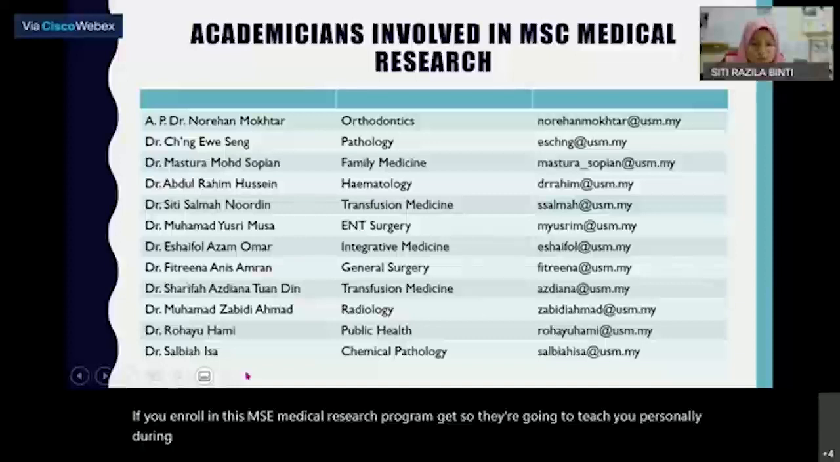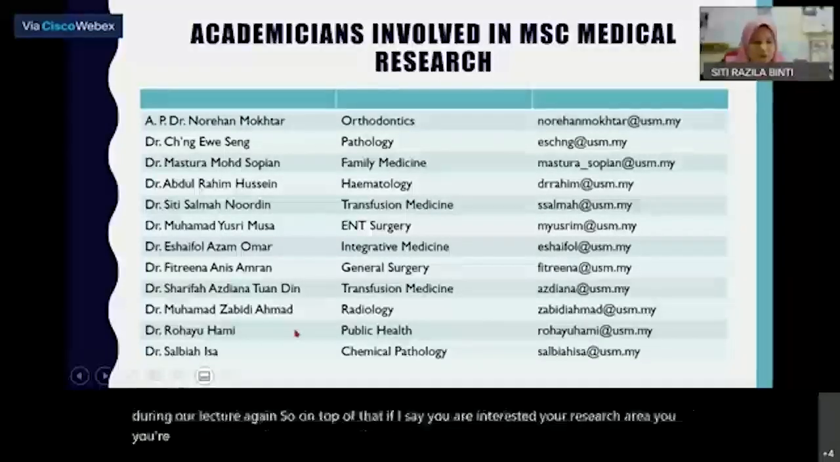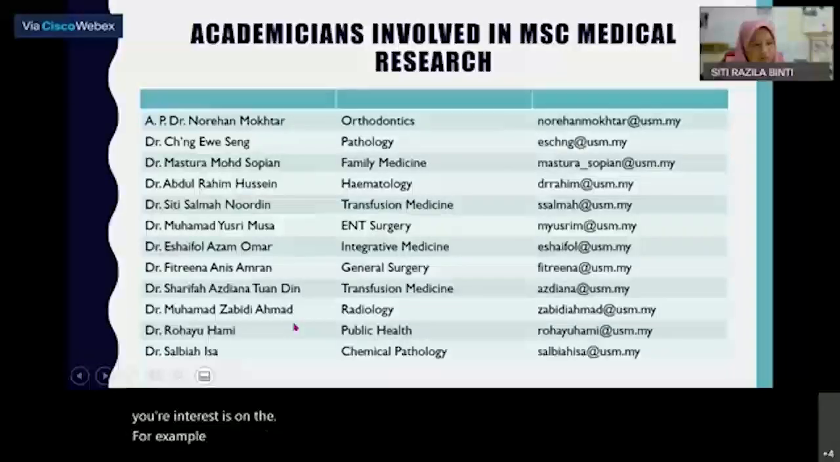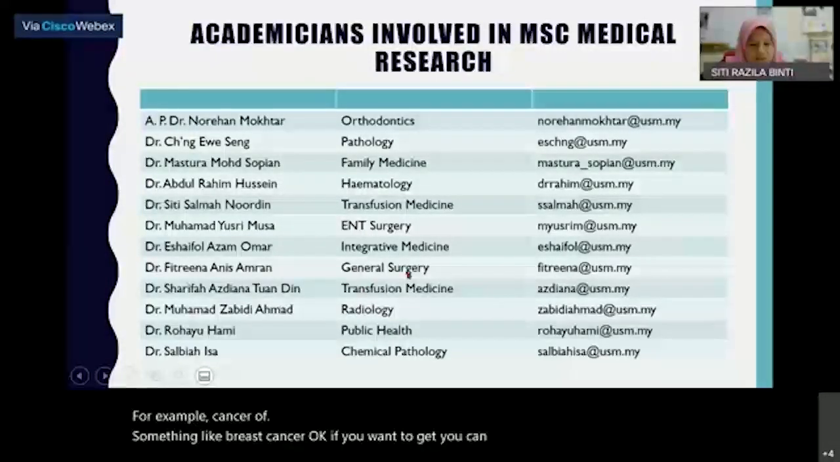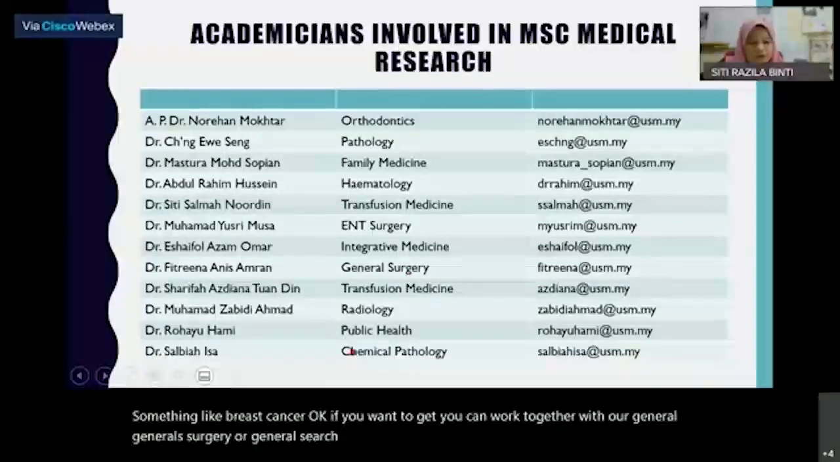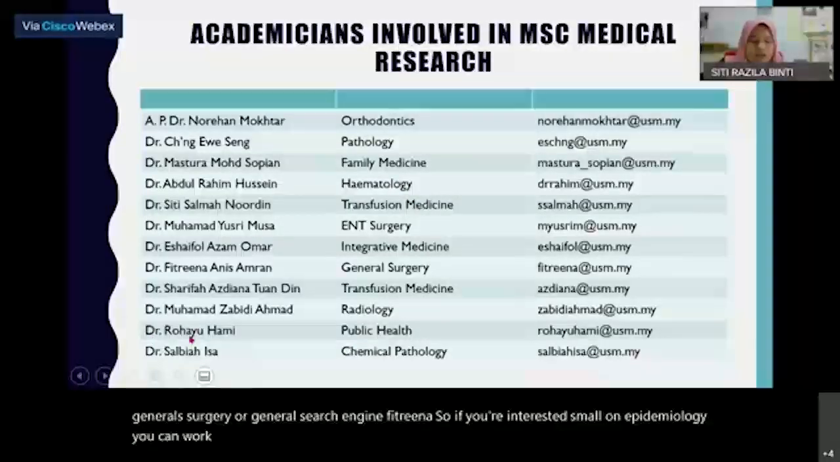On top of that, let's say your research interest is, for example, cancer, something like breast cancer. If you want to get samples, you can work together with our general surgeon, Dr. Fitrina. If your interest is more on epidemiology, you can work together with Dr. Rahayu. So basically, these are the chances that you have.